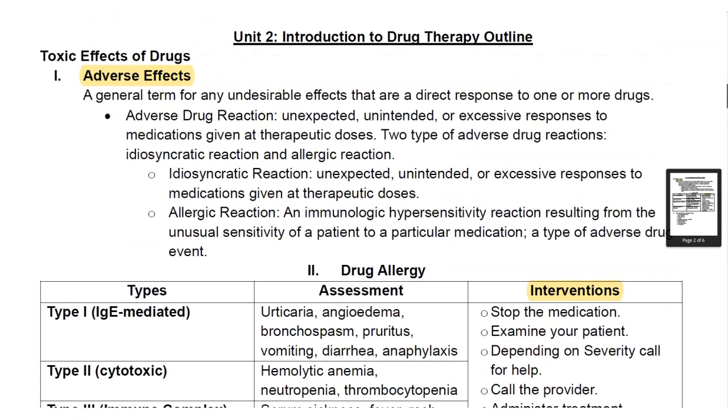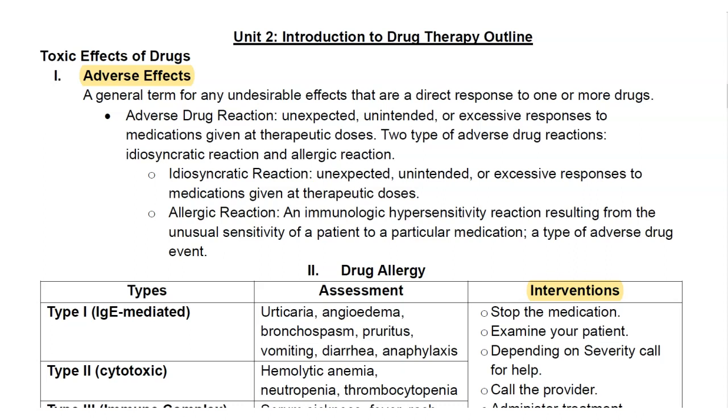All right, let's talk about toxic effects of drugs. Now, adverse effects is a general term for any undesirable effect that is a direct response to one or more drugs or medication. Adverse drug reaction is a term we use in describing an unexpected, unintended, or excessive response to medications given at therapeutic doses. So basically, it mainly describes idiosyncratic reactions. These medications are given the way they were supposed to be given. There's really no medication error involved, but still the patient develops a reaction.